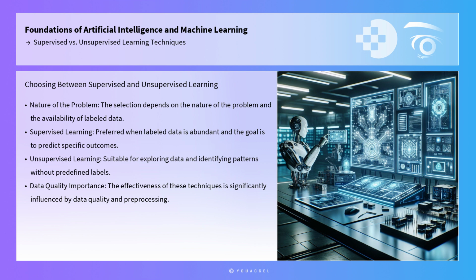The selection between supervised and unsupervised learning depends on the nature of the problem and the availability of labeled data. In scenarios where labeled data is abundant and the goal is to predict specific outcomes, supervised learning is the preferred approach. However, when the objective is to explore data and identify underlying patterns without predefined labels, unsupervised learning is more suitable. It's crucial to note that the effectiveness of these techniques is significantly influenced by data quality and pre-processing. Clean, well-prepared data leads to more accurate models and reliable insights.